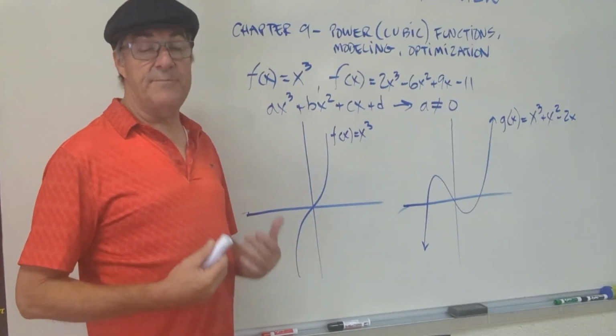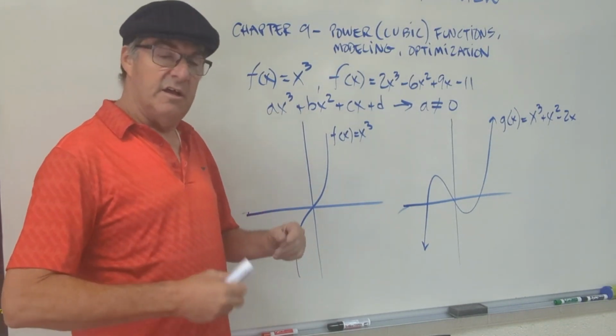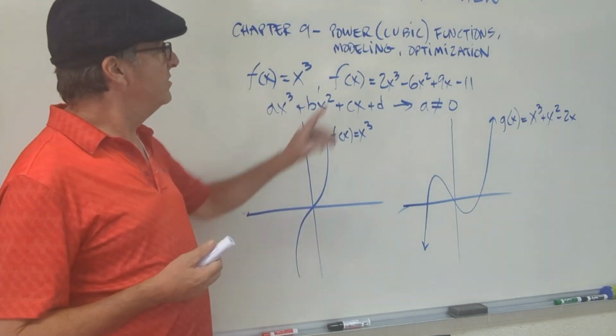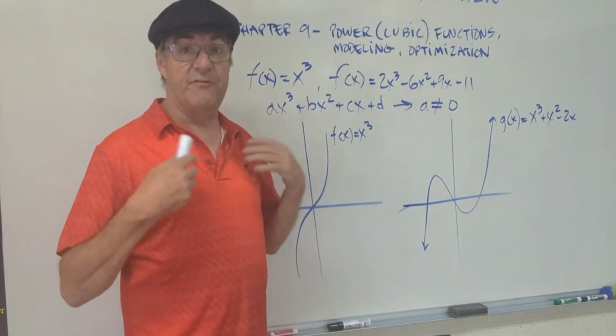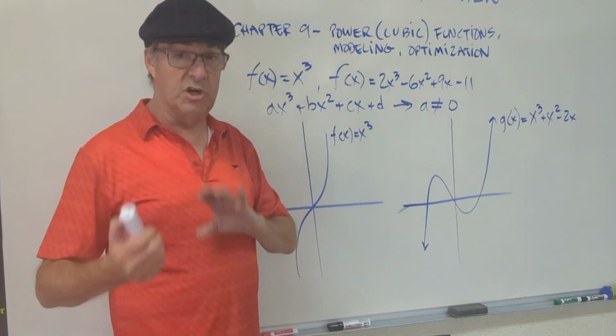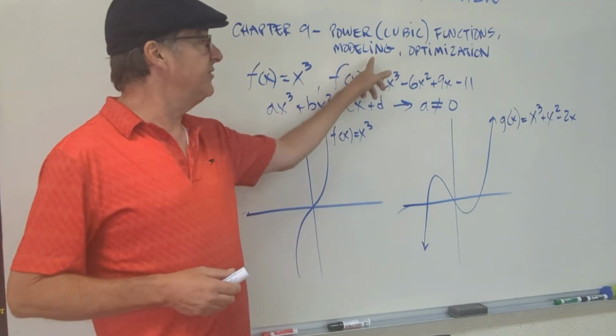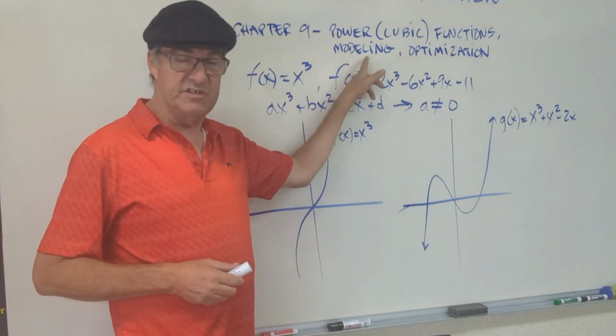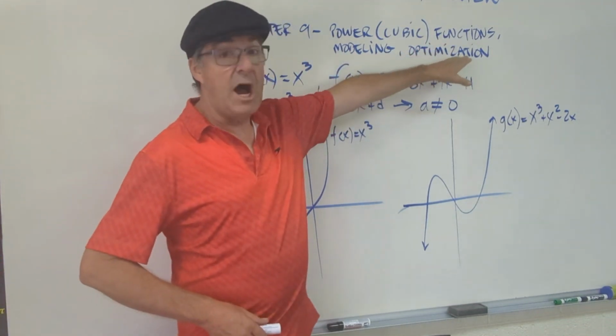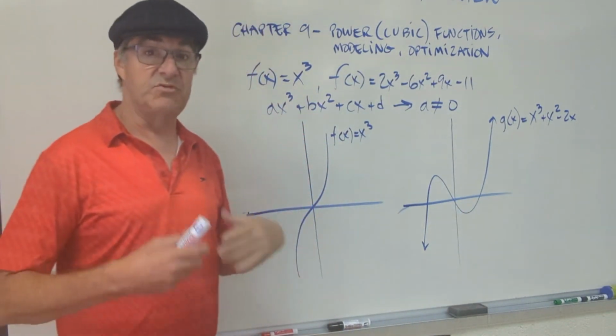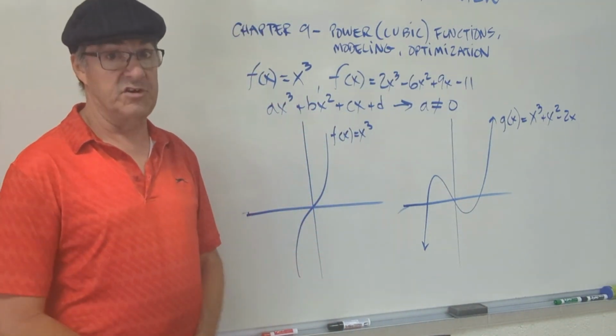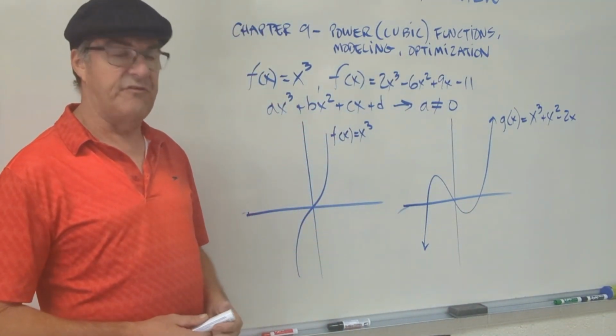All right, let's take a look at chapter 9. Now, chapter 9 kind of mixed a few topics together. We took a look at cubic functions. These are functions with x cubed terms in them. And then we modeled situations with cubic functions. And then we kind of finished up with optimization, where we optimized with cubic or with quadratic functions. So let's take a look at cubic functions first.